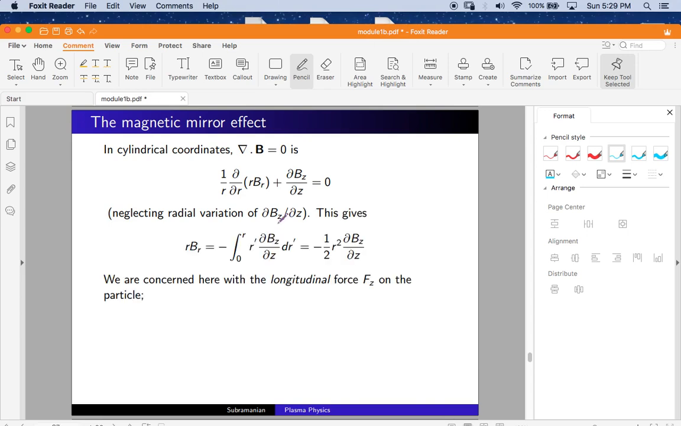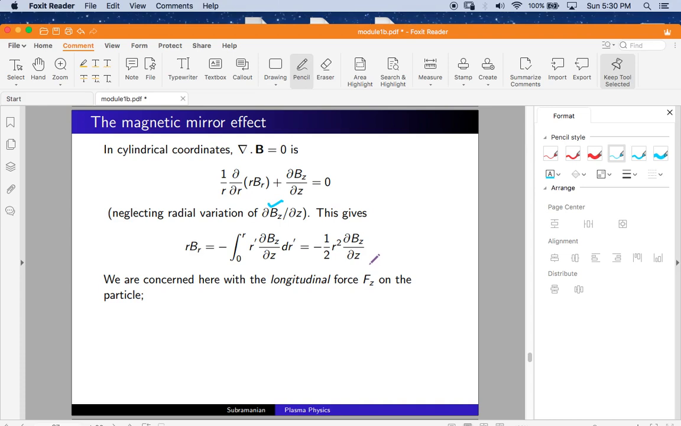Now, you integrate. You take the r to the right and integrate, and by virtue of this assumption, you can take this to be a constant and pull it out of the integral. The r prime is just a dummy variable. The integral of r prime from 0 to r just gives you 1/2 r squared. And since this is not a function of r, you pull it out and you get it like so.